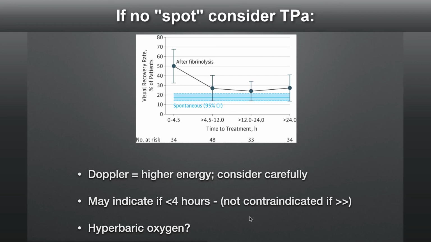Other things that we're taught about in our board exam, like ocular massage and decreasing the ocular pressure with acetazolamide, really haven't been shown to be very effective for this finding.